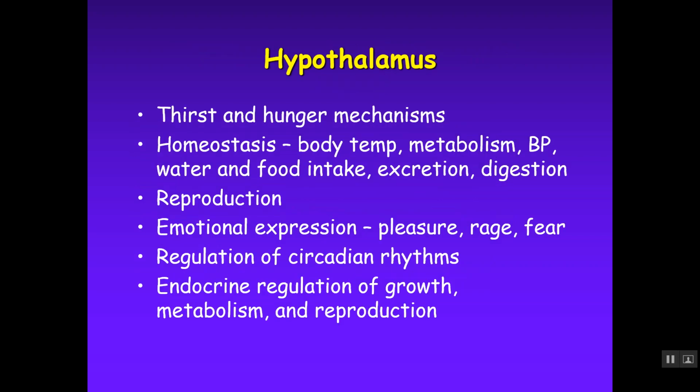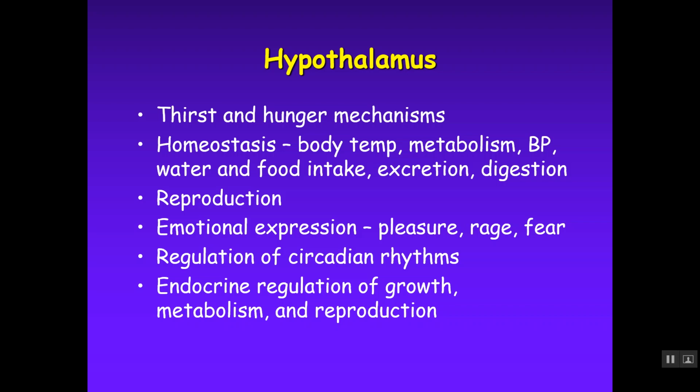Hypothalamus, we've already mentioned this. Thirst and hunger mechanisms, homeostasis, it's the master regulator for your autonomic nervous system, reproduction. It plays a little role actually in emotional expression, pleasure, rage, and fear. Has some connections with the amygdala.